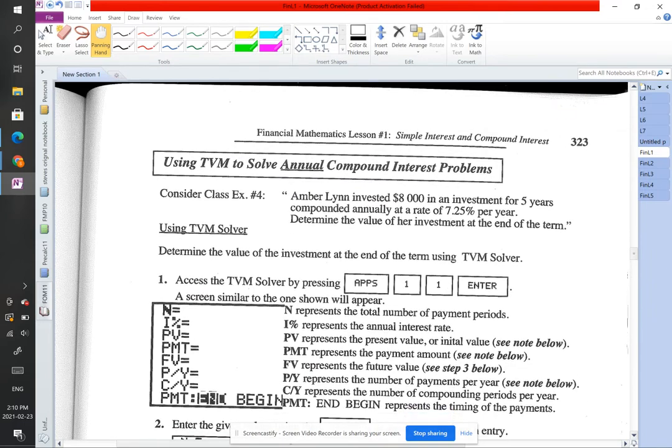So there's one that says, here we go, 323, using TVM to solve annual compound interest problems. So TVM is a type of calculator that we use. It's a time value money calculator, I think it's what it's called. I might be wrong on that one, but it's used to calculate financial problems. So you do need to know how to do simple interest formulas and calculate. You do need to know how to use the compound interest formula, but we are going to use TVM solvers as well. So I just want to talk a little bit about that.